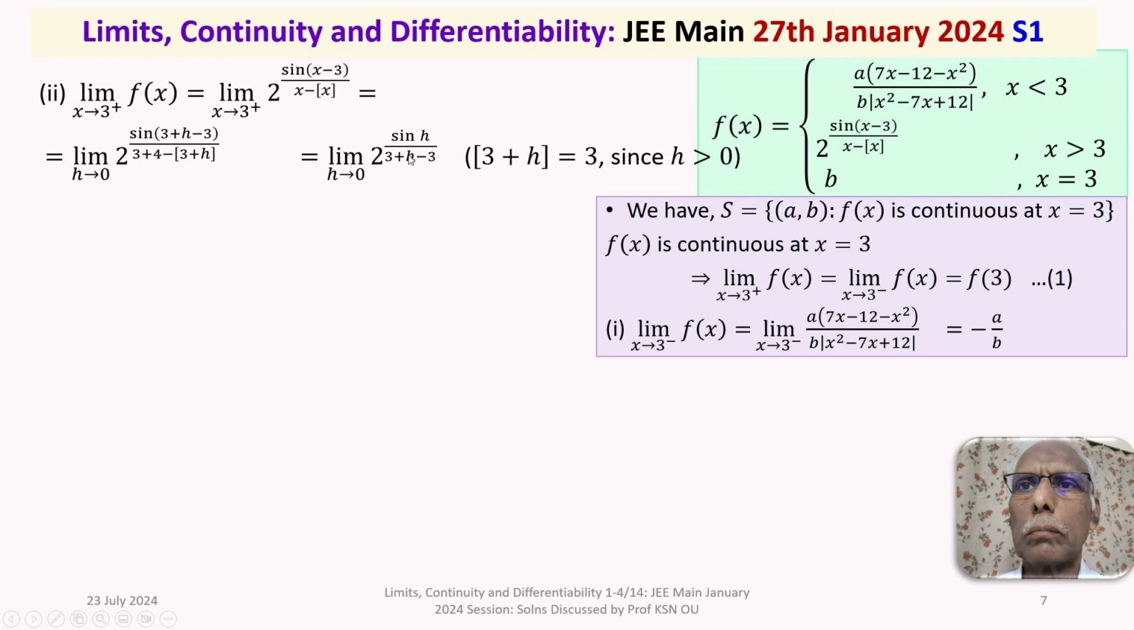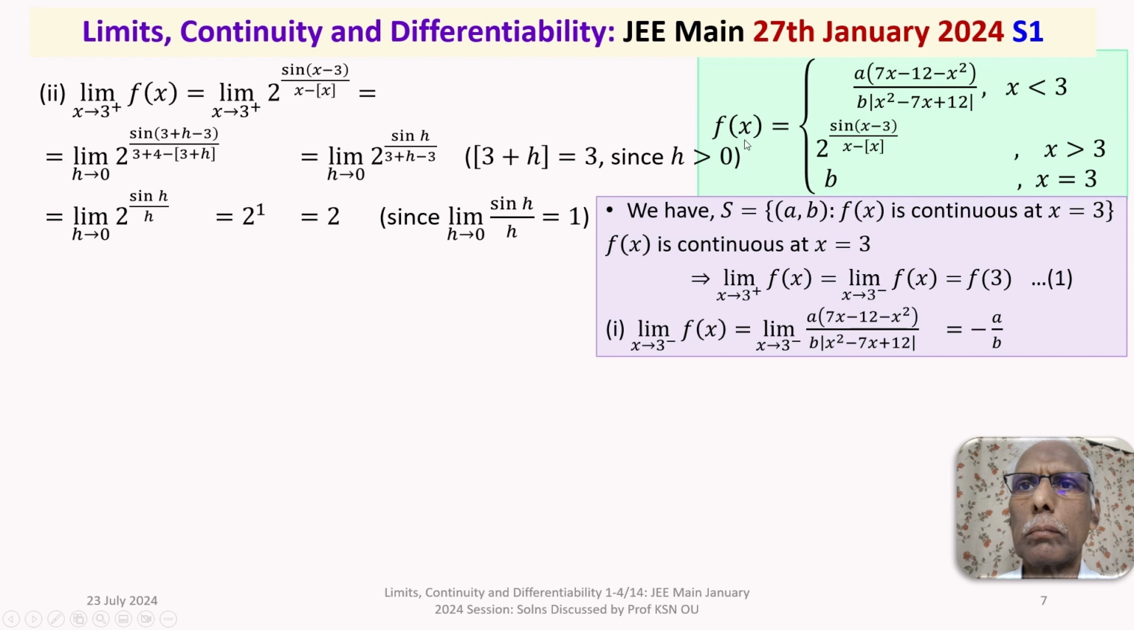So 3 plus h minus 3. This 4 is a typographical error. It is h. That is, here we have written h. So 3 cancels and you will get limit h tends to 0, 2 to the power of sine h by h, and limit h tends to 0, sine h by h is 1, that is 2 power 1, that is 2. Agreed. So the right hand limit is 2.